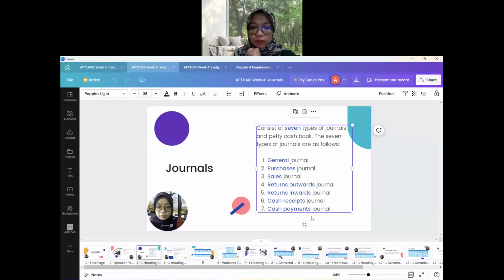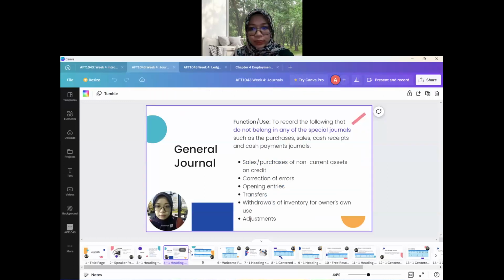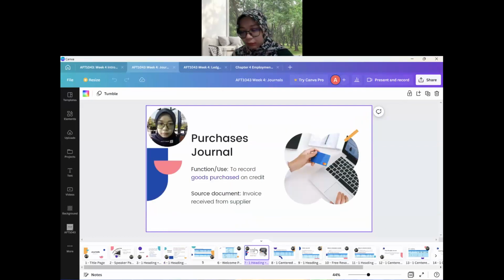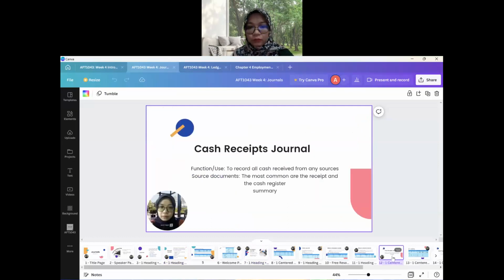For all of these 7 journals, it is just for your information, because we can be asked on MCQ questions. For example, in the general journal, what transactions do we have, except which? That is one example of a question. You just have to remember, for example, in the purchase journal, what is the source document? Or for cash receipt, what is the source document? Like that. What are the 7 types of journal?